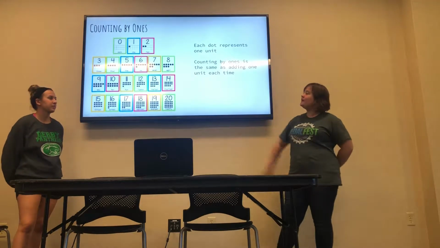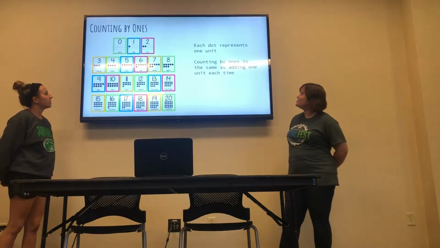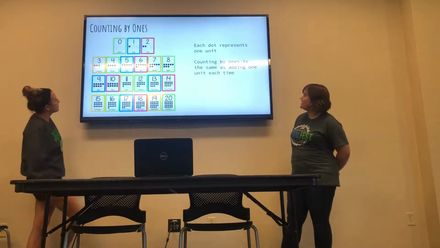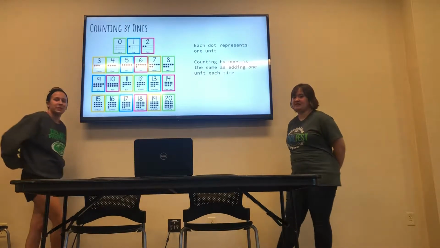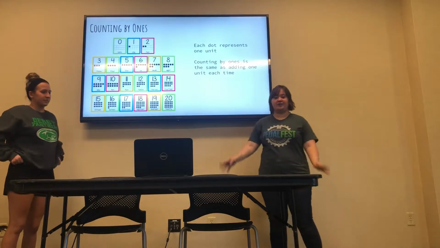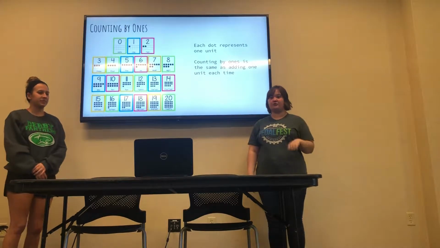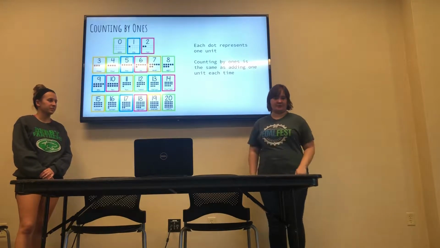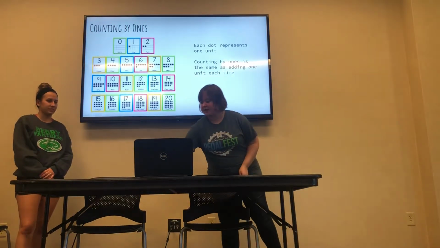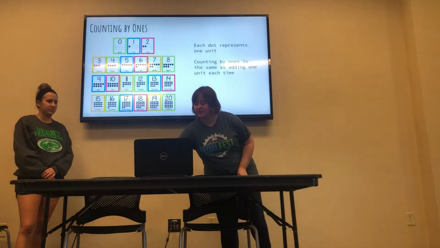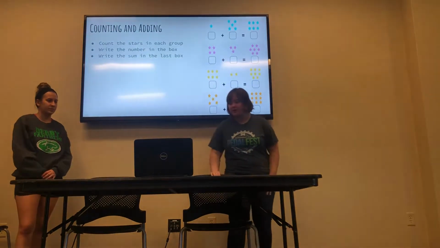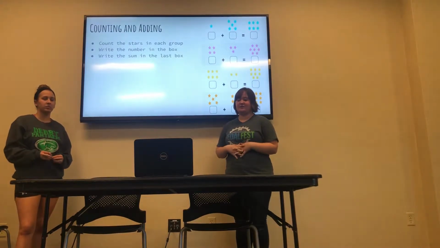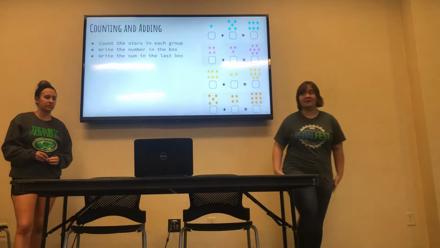In this example, you can see that each dot in the chart represents 1 unit. And we know that counting by ones is the same as adding 1 unit each time. So that's like when you're counting on your fingers, each time you count 1, 2, 3, 4, 5. Each time you add a finger, it goes up a number. So now we're going to do some examples together where we're going to apply counting by ones and figure out how to add some problems together.